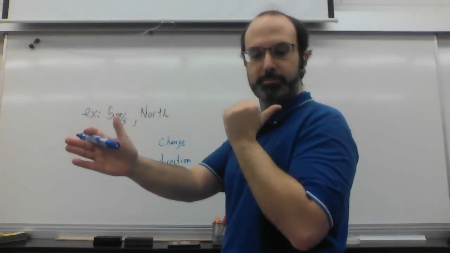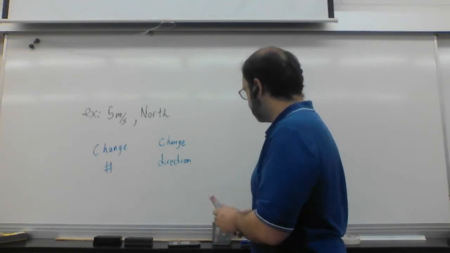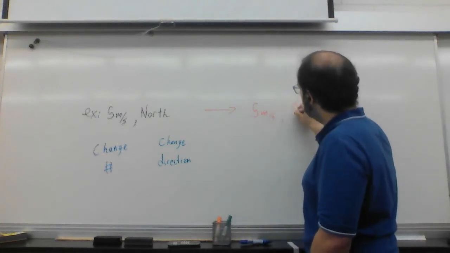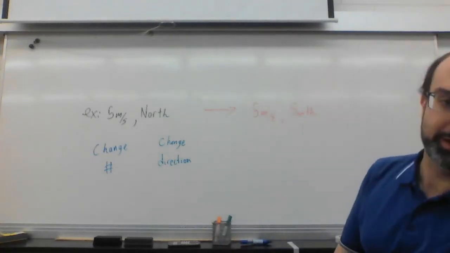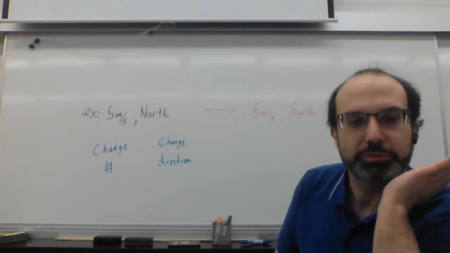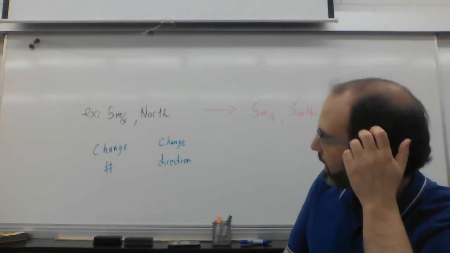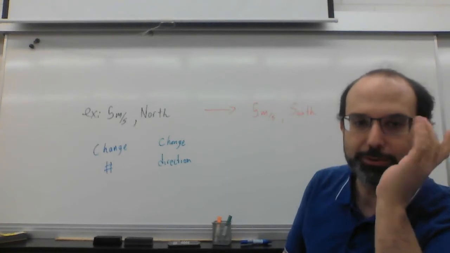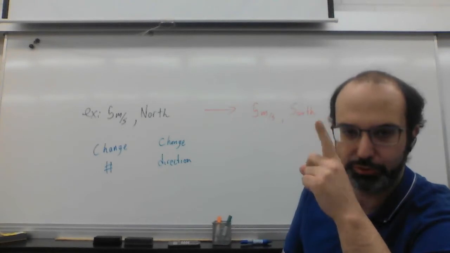That's a difference. So this 5 meters per second north could become 5 meters per second south. That's a change. Something is different. Now, the number is the same, but that doesn't matter. For the purpose of acceleration, it just means there has to be a change in velocity, and the velocity has two things. I can either change the number or I can change the word, the direction. I went from north to south. That's a change, therefore there was an acceleration. So that's the first one.